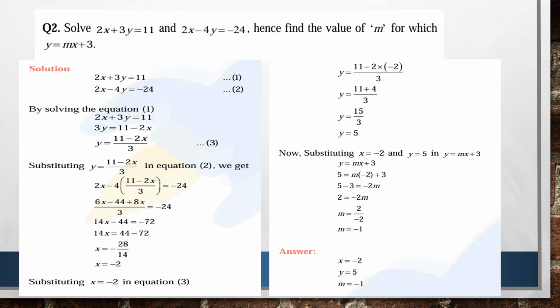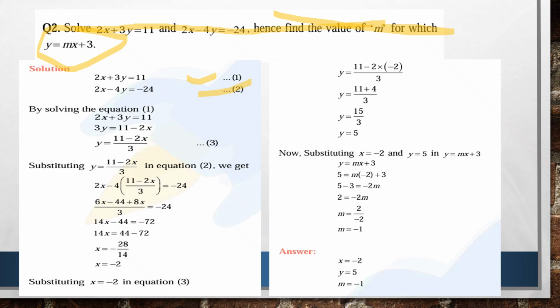Let us discuss the second main problem. Solve 2x plus 3y is equal to 11 and 2x minus 4y is equal to minus 24. Hence find the value of m for which y is equal to mx plus 3. So here two equations are given. By solving, I have to find the values of x and y. If you know the values of x and y, you can substitute in y is equal to mx plus 3, then you will get the value of m. It is also called the slope.